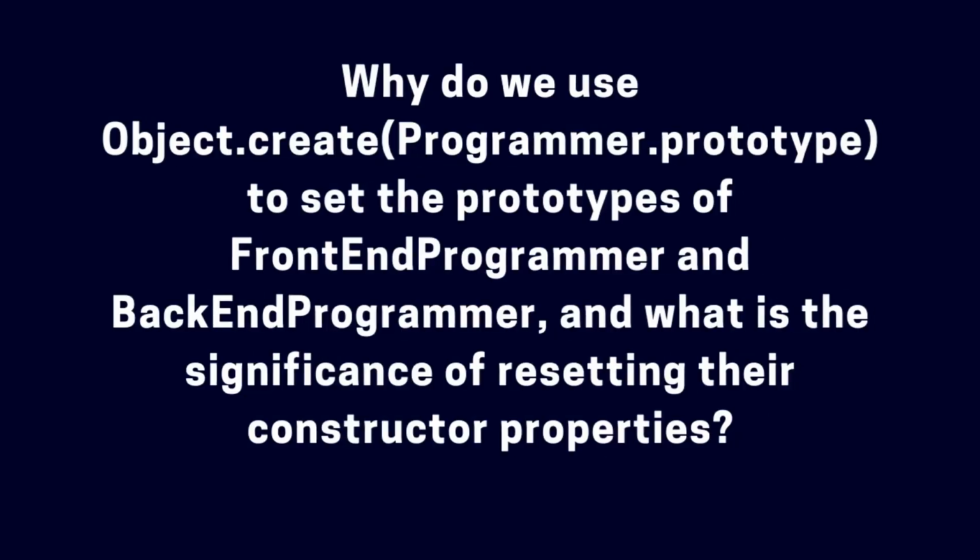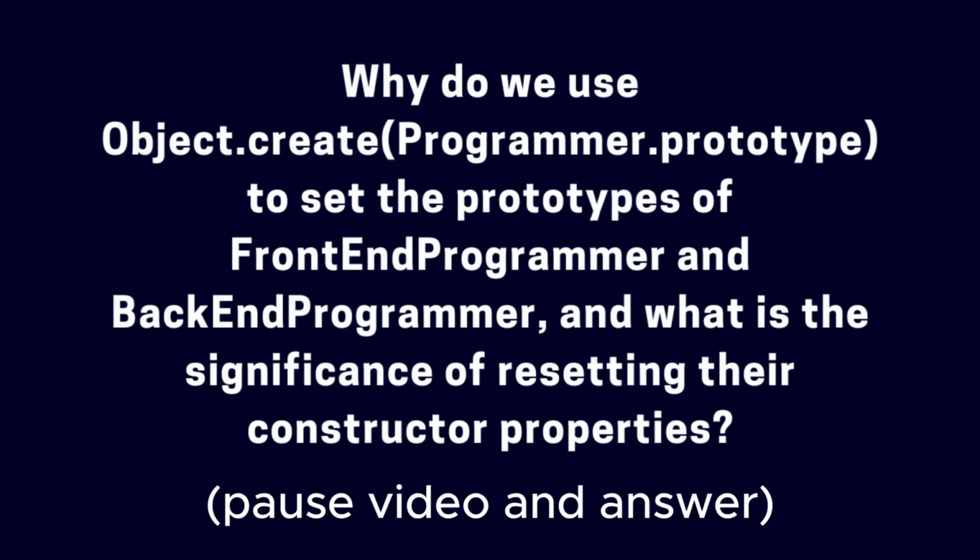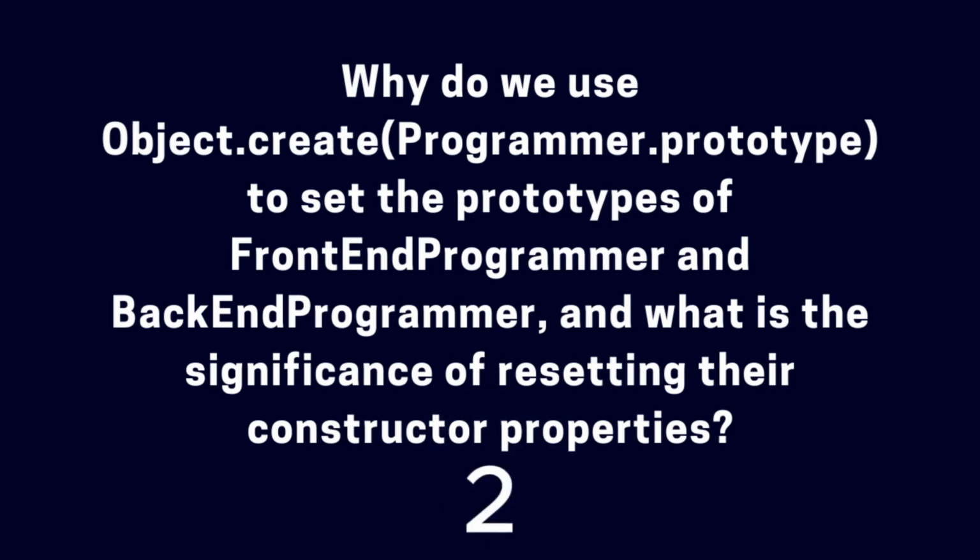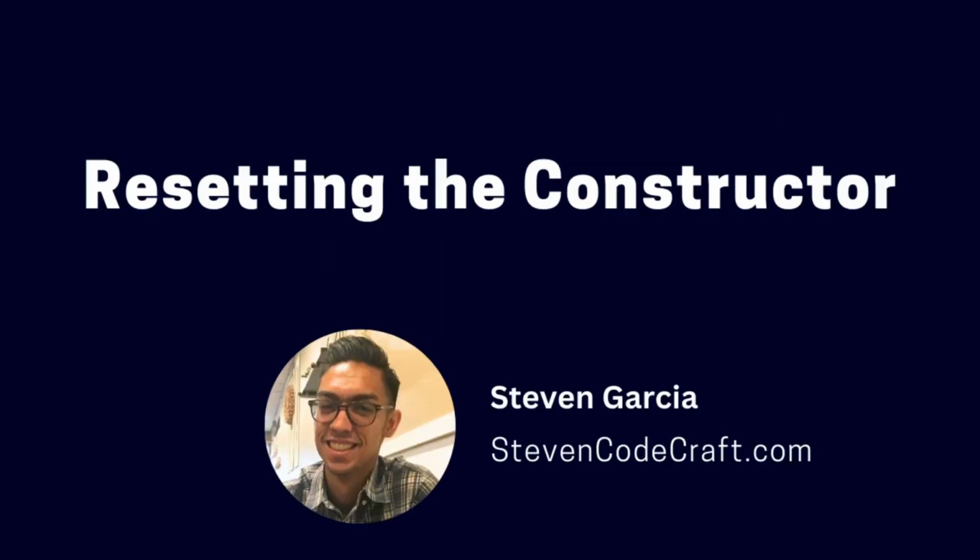Why do we use Object.create and pass in for the argument programmer.prototype to set the prototypes of front-end programmer and back-end programmer? And what is the significance of resetting their constructor properties? We use Object.create to set the prototypes of front-end programmer and back-end programmer so they can inherit methods from programmer. This allows instances of these objects to share the same methods, making the code more efficient. Resetting their constructor properties ensures that instances are correctly identified as front-end programmer or back-end programmer, maintaining proper type identification.